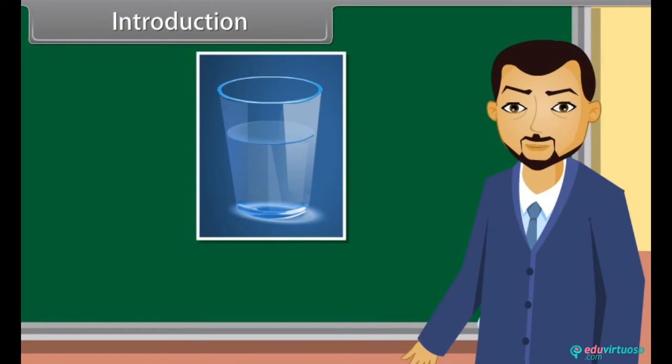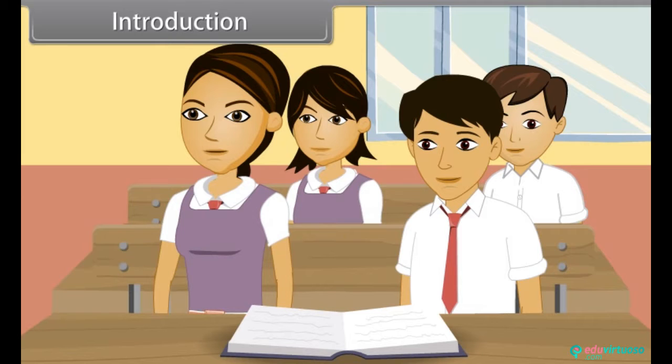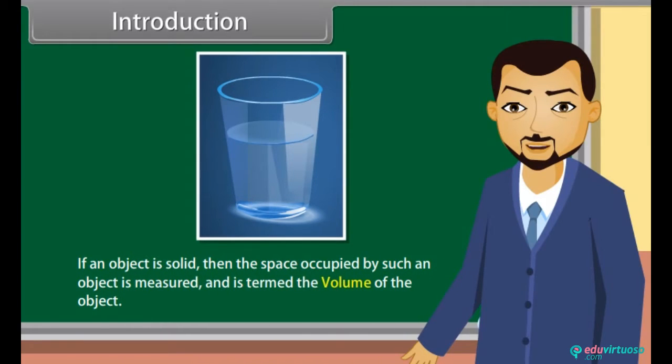This is a glass which is half filled with water. We can easily measure the capacity of the glass, or the volume of water which is contained by the glass. Teacher, what do you mean by volume? If an object is solid, then the space occupied by such an object is measured and is termed as the volume of the object. Come, I will teach you more about volume today.